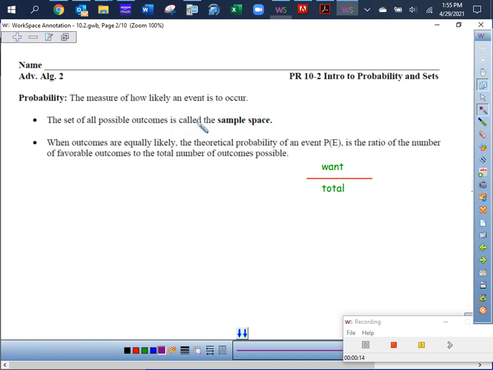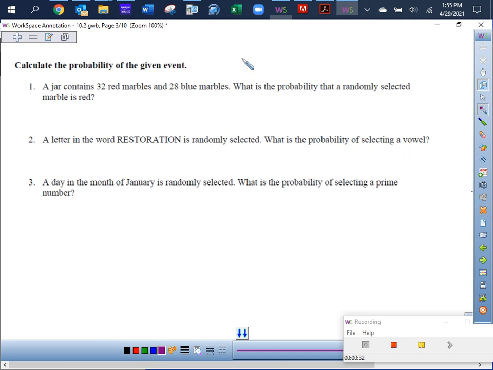All the possible outcomes in some sort of event is called the sample space, so you'll hear us talk about that all the time. And when we're finding basic probability, the way we find that is what you want to have happen divided by the total outcomes in that situation. So let's dive in. It isn't our first rodeo with some of these things.